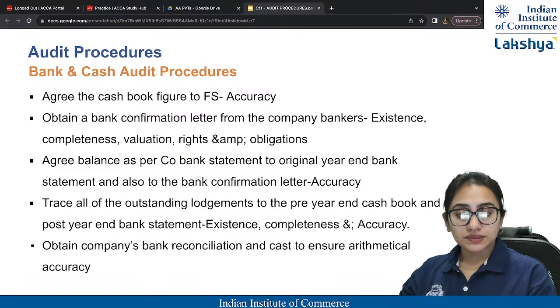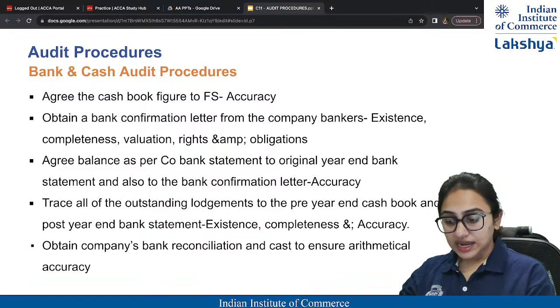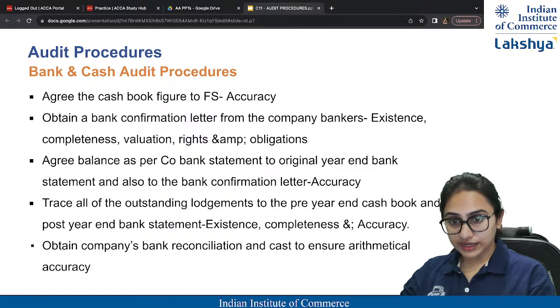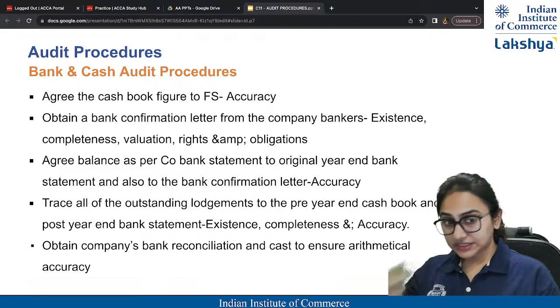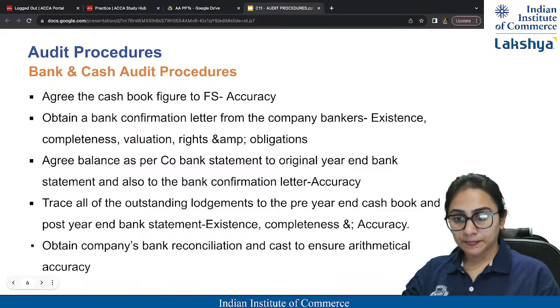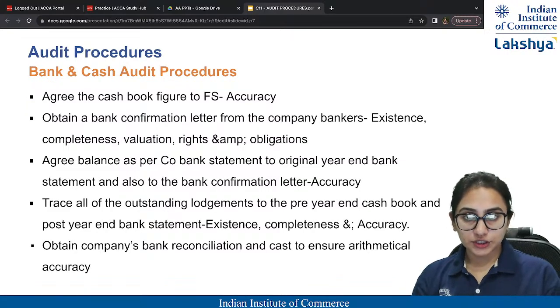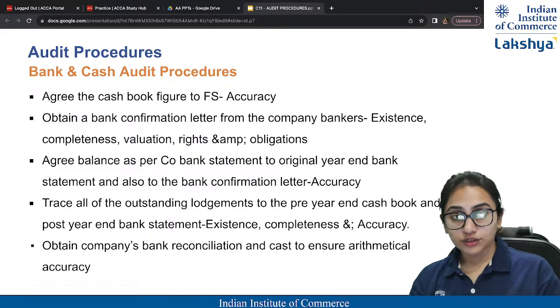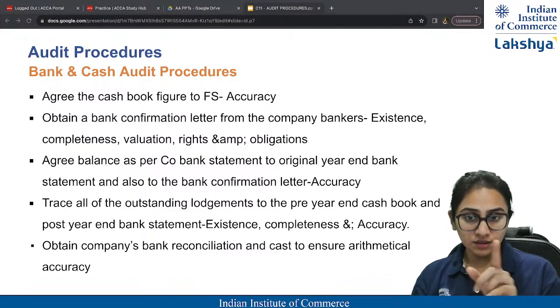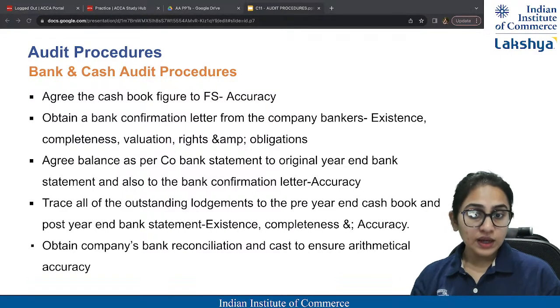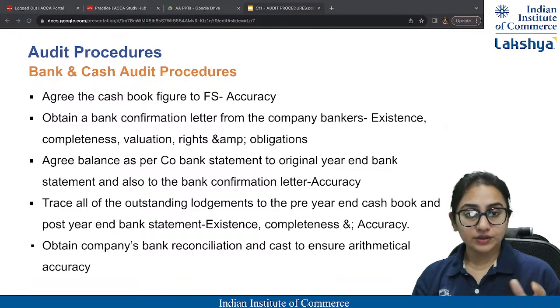Obtain company's bank reconciliation and cast, that is check, to ensure arithmetic accuracy. So again, you open the company's bank reconciliation and ensure arithmetic accuracy. So this was audit procedures on cash and bank. Like that, you have audit procedures on various items. This was just one example. I will give you 2-3 more examples and then we begin with solving the questions.